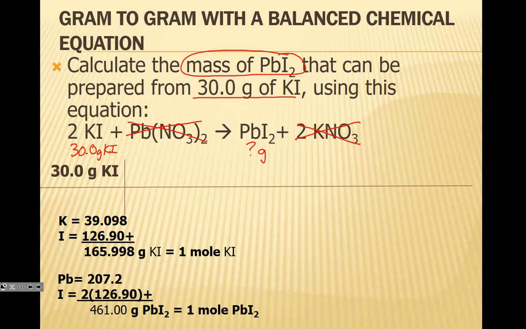Okay, so now you're going to cross out grams of KI, right? Mm-hmm. And you're trying to get to the mass of PbI2, right? So now I'm going to go back up to the ratio. For every 2 of these, I get 1 of those. Oh, okay. So I'm going to put 2 KIs on the bottom because I want to get rid of them. And PbI2. Uh-huh.